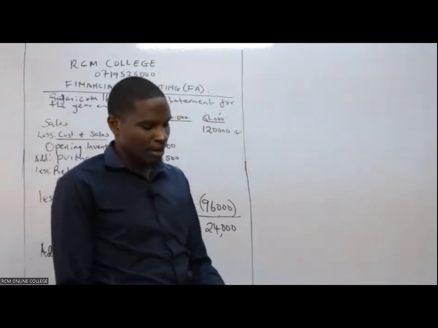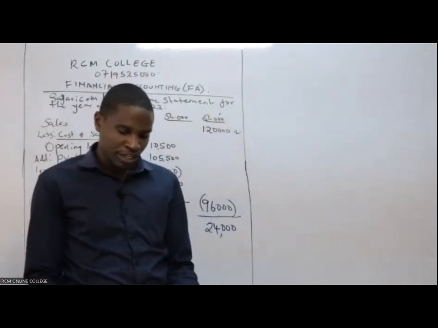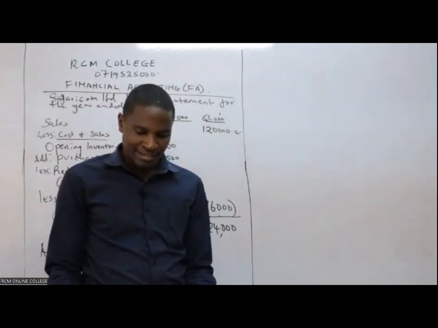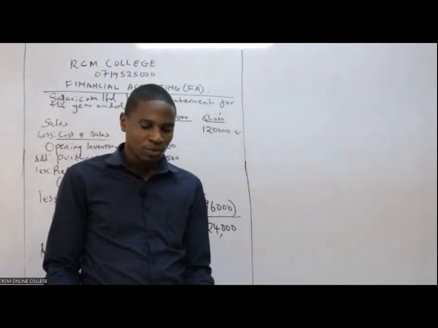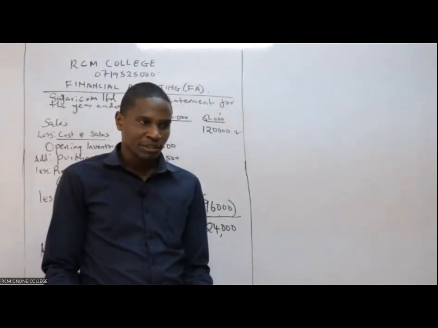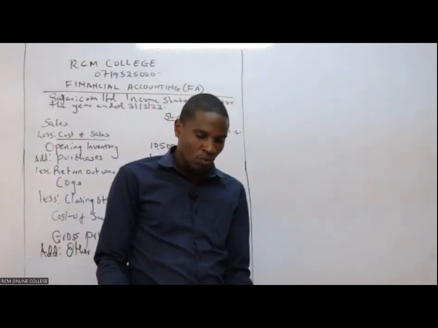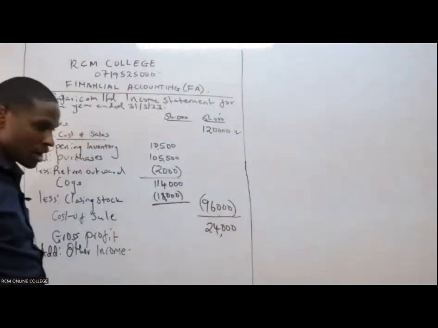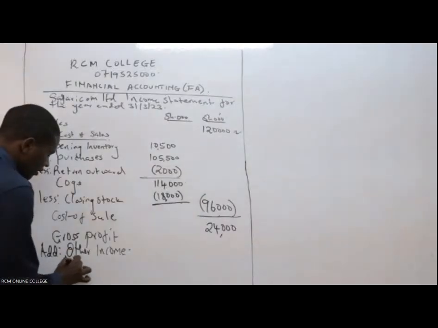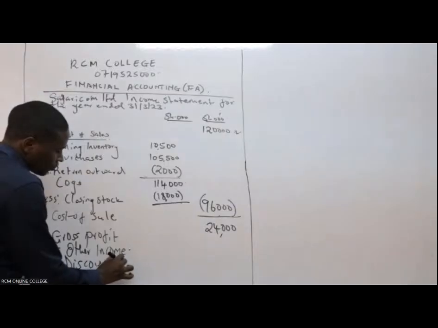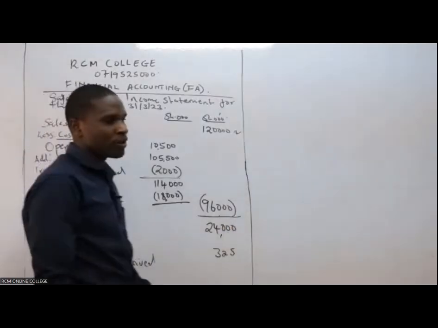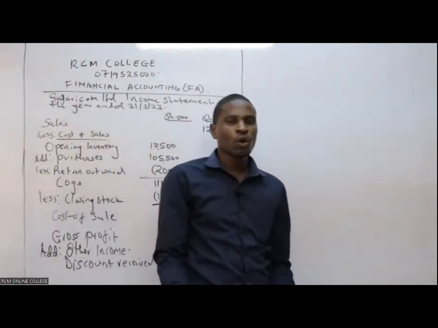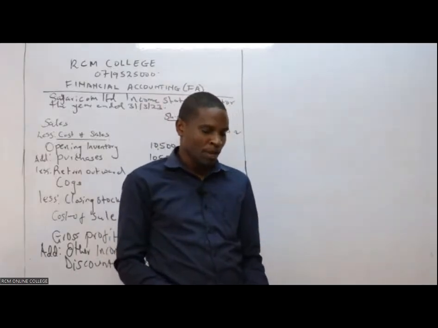If I look at my question, I can clearly see that we had discount received and discount allowed. The discount received is an income, and the discount allowed is an expense. Therefore, discount received was 325. So you come here and add discount received. It is 325. Then you check whether there is any other information that might give you another income.